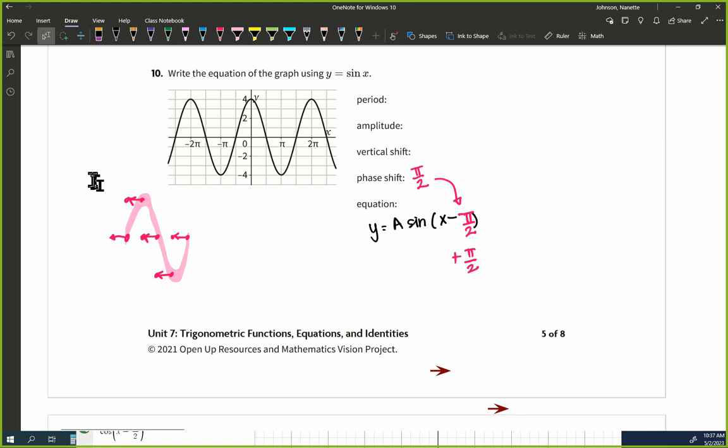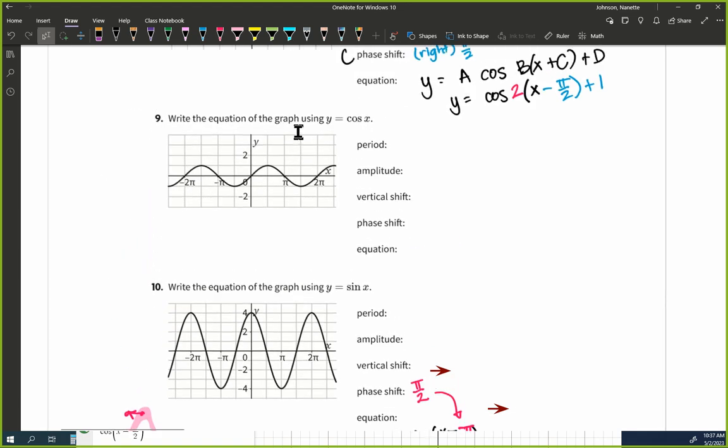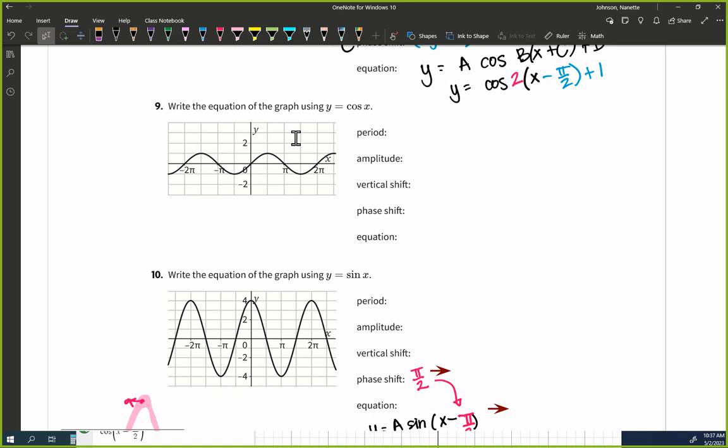So what you're saying, Ms. Johnson, is I could have rewritten any of these as sine or cosine? Yeah, you could have. Like here, you could have written this. This one's actually easier as a sine, isn't it? I don't know why, but I'd prefer to keep my 0 where it's supposed to be. Like this is a sine graph.